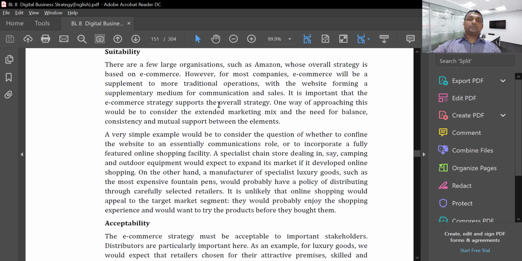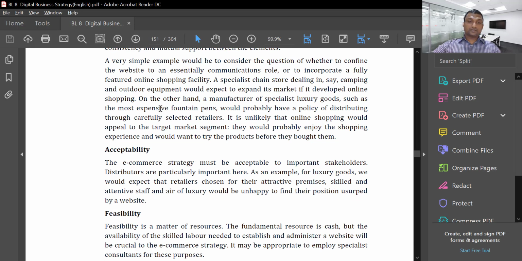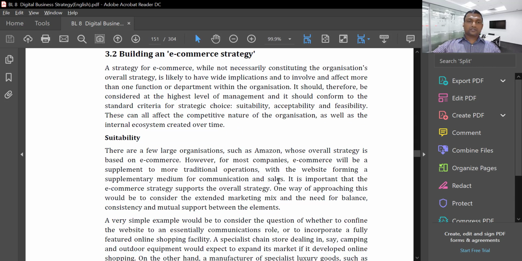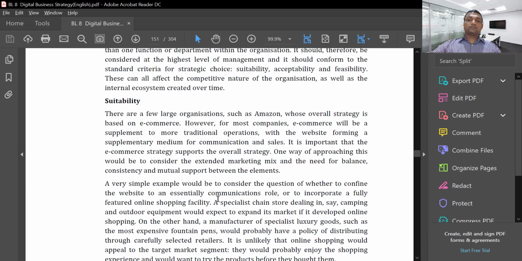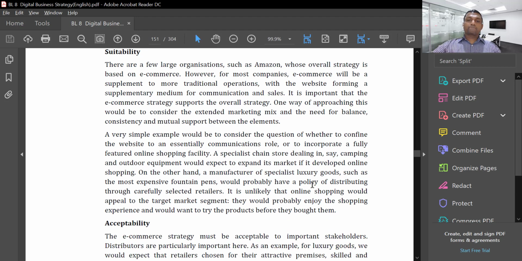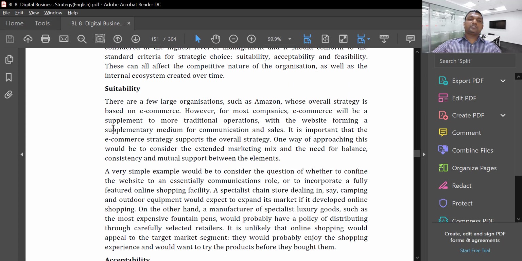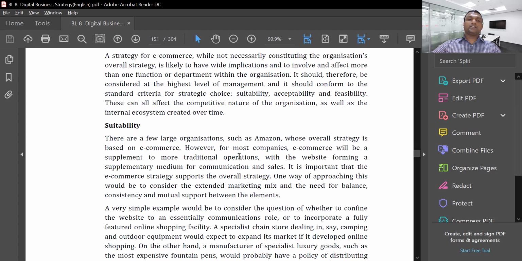So suitability means some organizations, some types of products, are not suitable to be sold as an e-commerce product. Some products are suitable, some products are not suitable. For example, they have also mentioned examples like outdoor equipment, camping equipment, and some luxury goods which are more expensive. Sometimes these would not have the suitability to be sold online on an e-commerce platform.